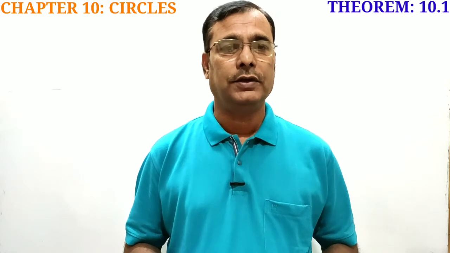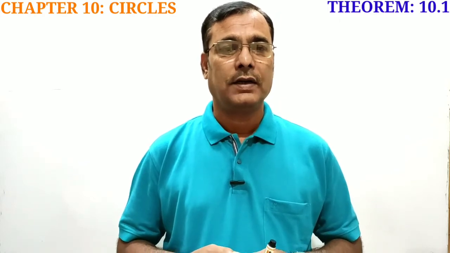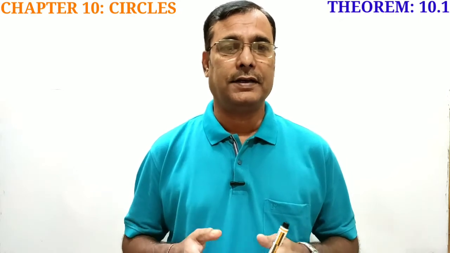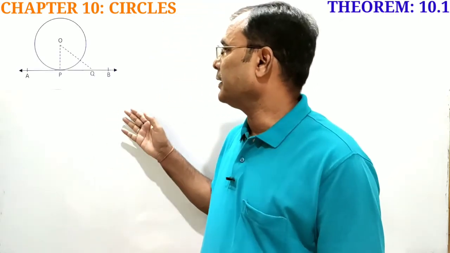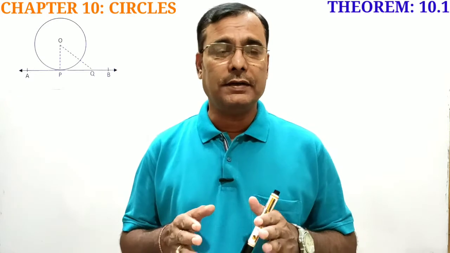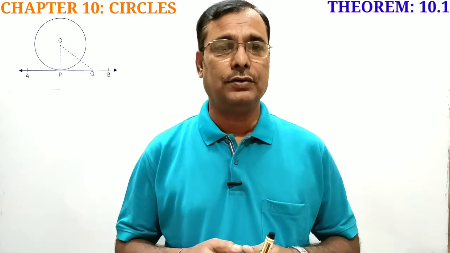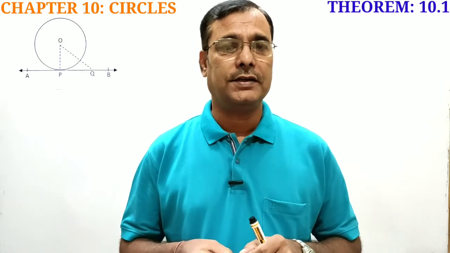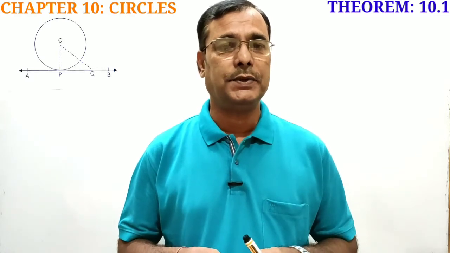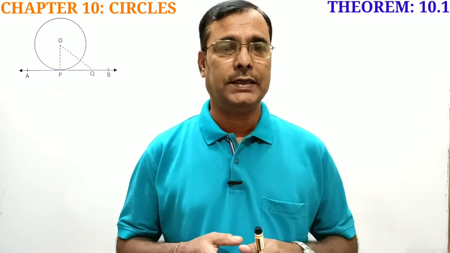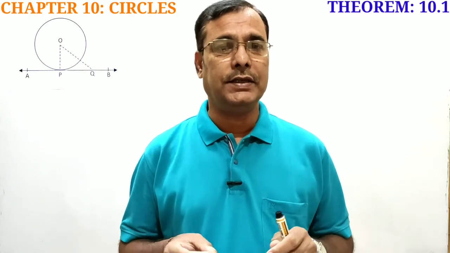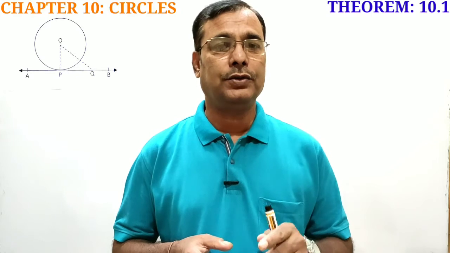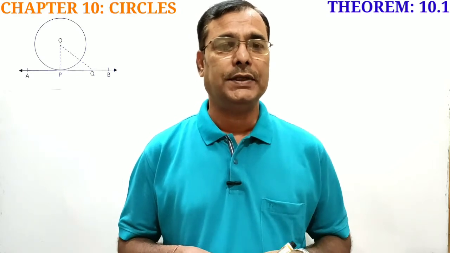We are going to prove this theorem, and in order to prove it, let us have a figure. In this figure, we are given a circle with center O. AB is a tangent to this circle at point of contact P. We have to prove that tangent AB is perpendicular to the radius OP through the point of contact P.